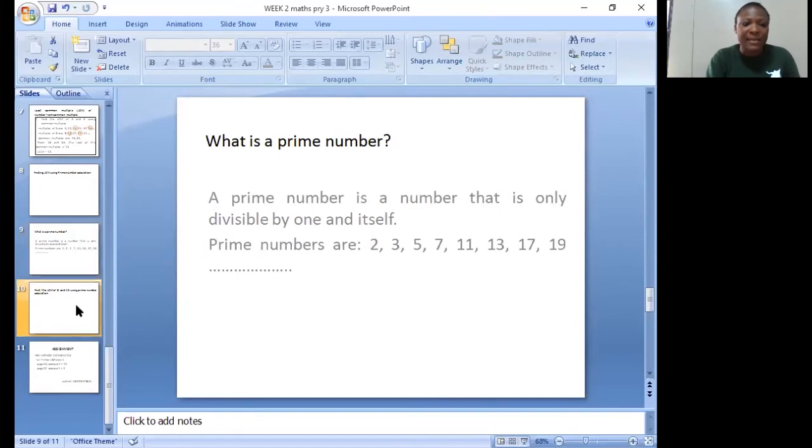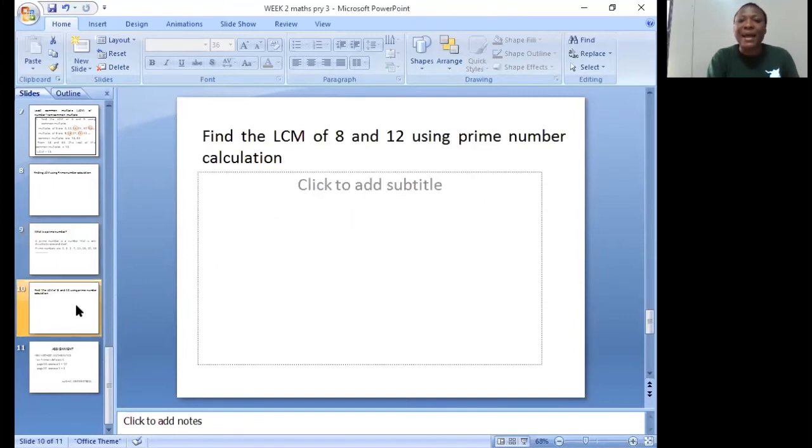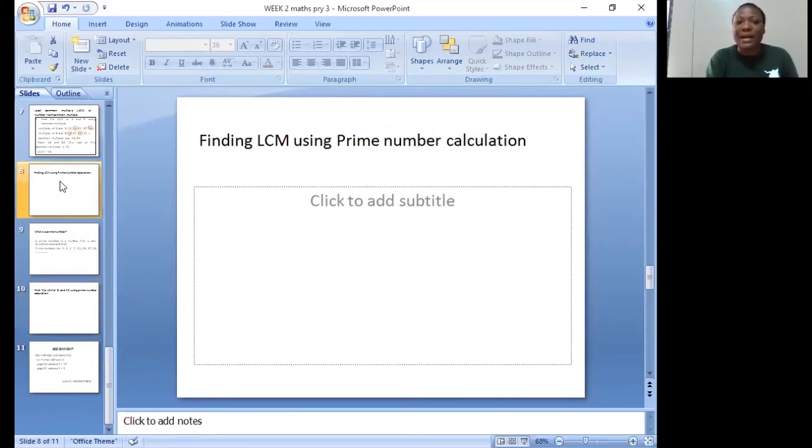Now, finding LCM using prime number calculation. We have known what a prime number is. Prime numbers are numbers that are only divisible by 1 and itself. Now, how can we use prime numbers to find the LCM of given numbers? That's what we'll look at now. To use prime numbers to divide any given numbers.